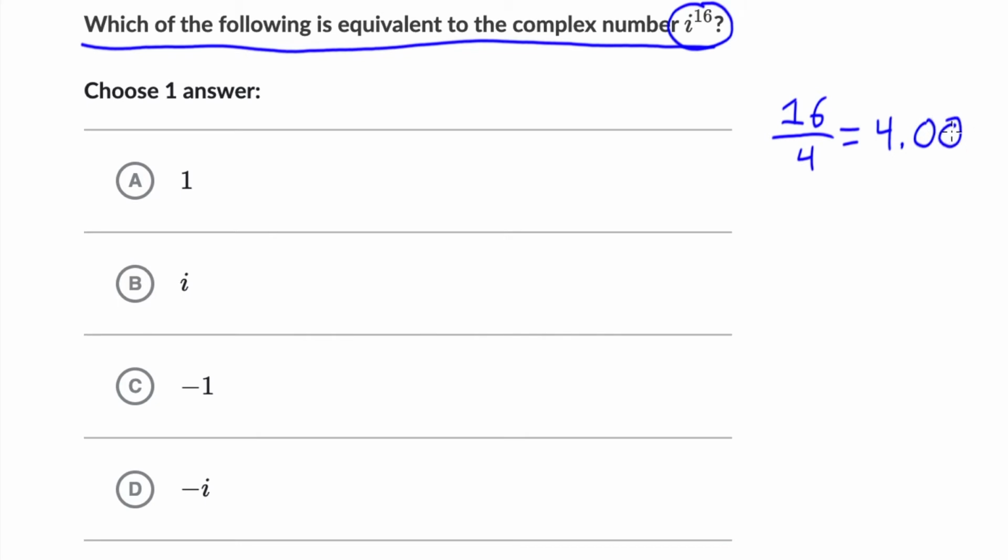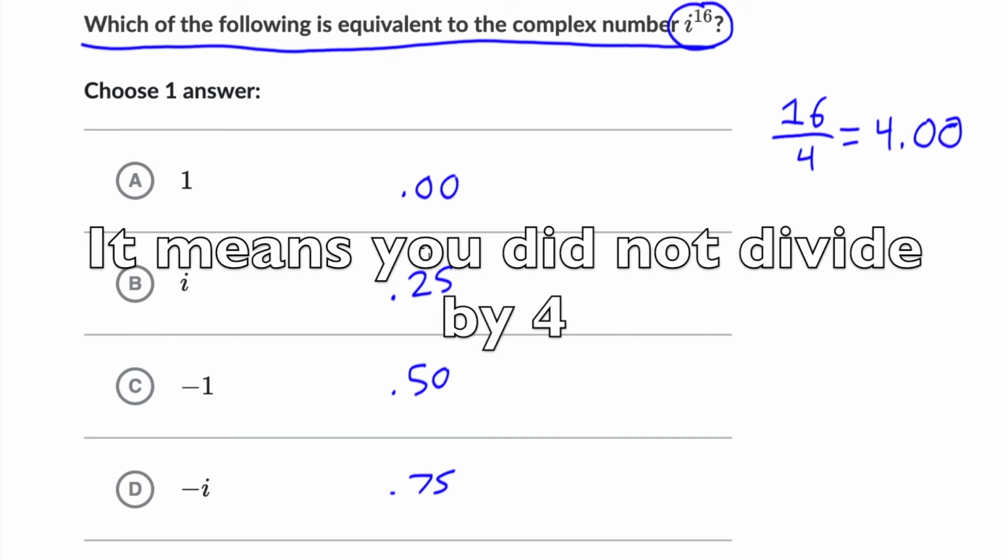0.00. Now, as you may recall, our first term is going to be a 0.0, and all you do is add 0.25 to each one as you go higher. Now, if you divide any number by 4, you're always going to get one of these possibilities: 0.0, 0.25, 0.5, and 0.75. Those are the only 4 possibilities. If you don't get these 4 possibilities, it means you did not divide by 4.